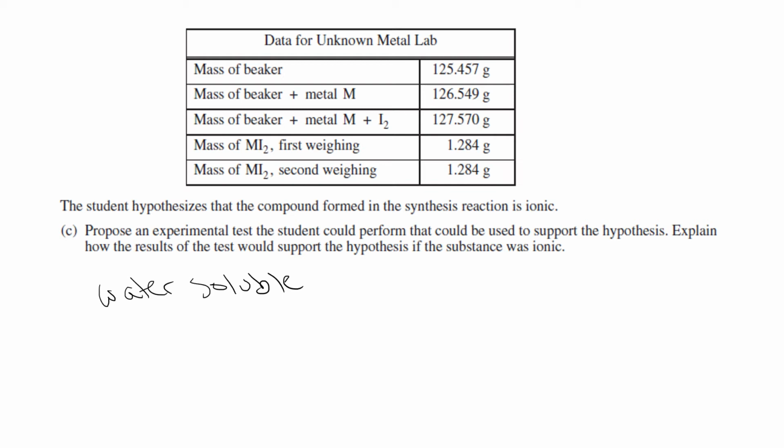So there's a couple different things you could do to set up an experimental test. You could dissolve it and see if it conducts electricity. If it's ionic, it is a strong electrolyte, so it will conduct electricity. You could check the boiling point. If your boiling point is significantly high, that could also indicate that it is an ionic compound. So there's a couple different ways you could test for it.